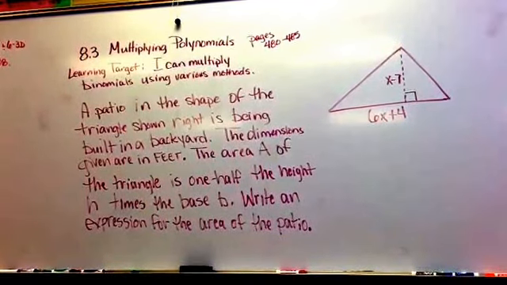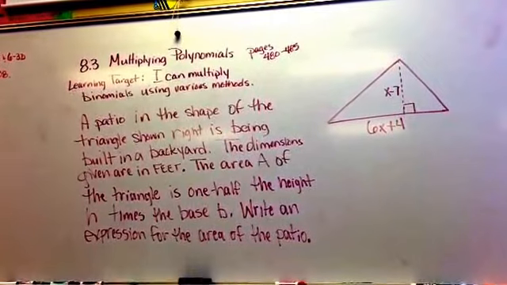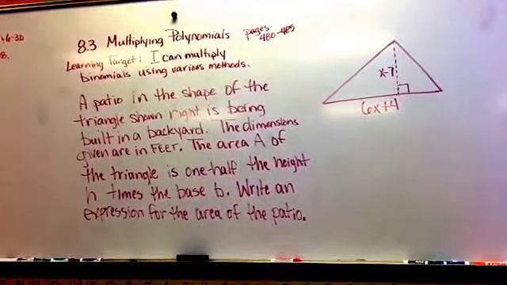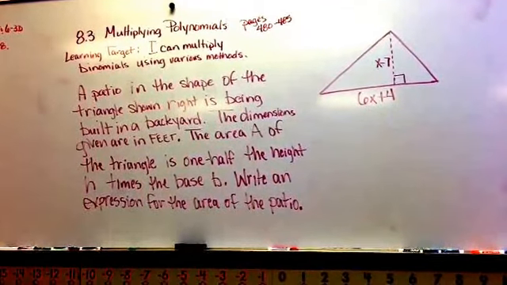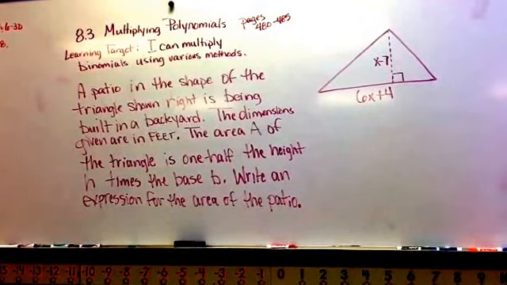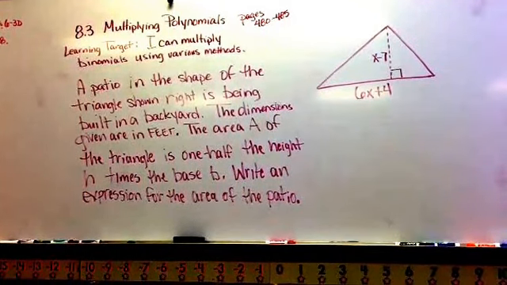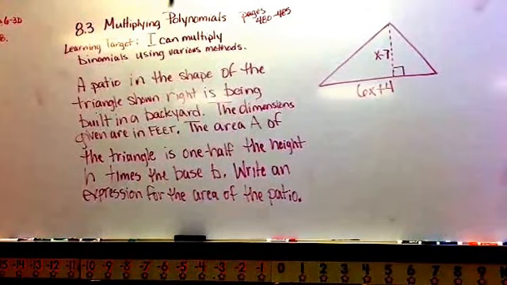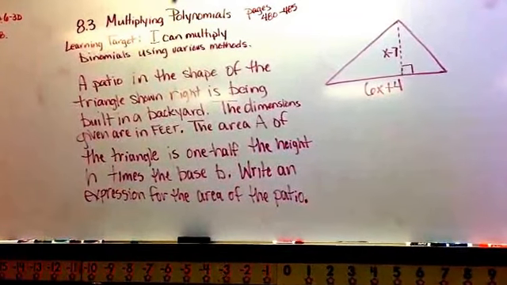Alright students, let's look at a real-world problem here. This time we're going to be looking at a patio in the shape of a triangle, shown to the right of this word problem, being built in a backyard. The dimensions given are in the measure of feet. The area A of the triangle is 1/2 the height times the base, b. Write an expression for the area of the patio.